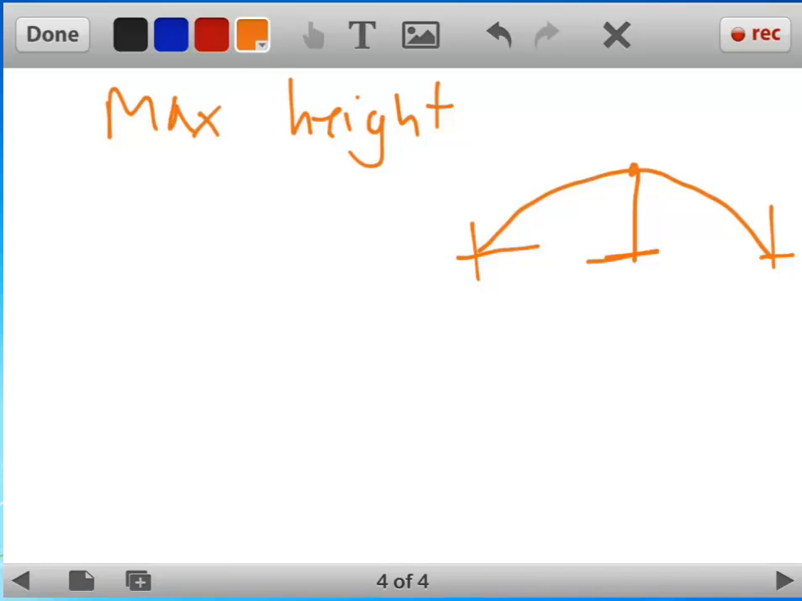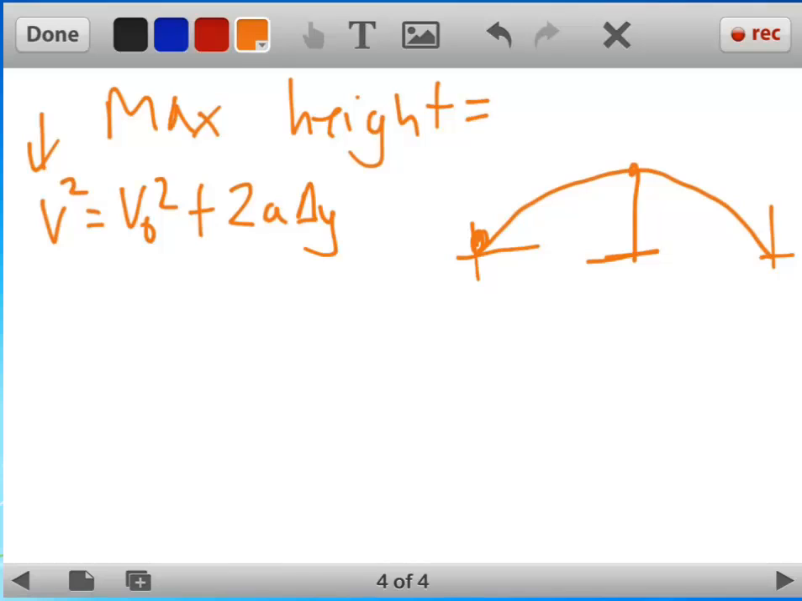The problem is sometimes you start at a higher location than you end, or you end at a different height than you start, and so then that equation doesn't work. So what I like to do instead is go to the third kinematic equation, which says v squared equals v naught squared plus 2a delta y. Okay, and this works because you actually know the final velocity at the maximum height.